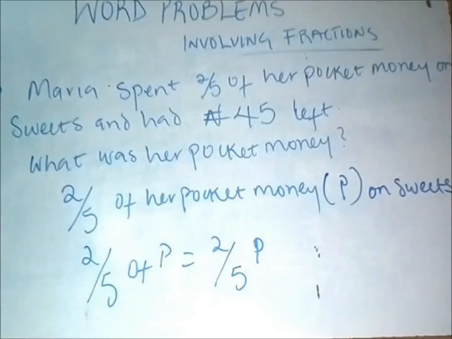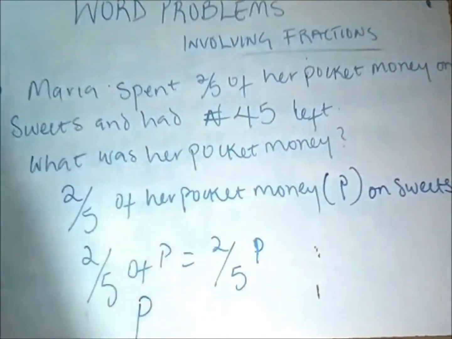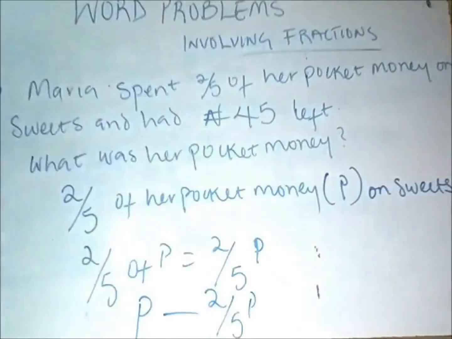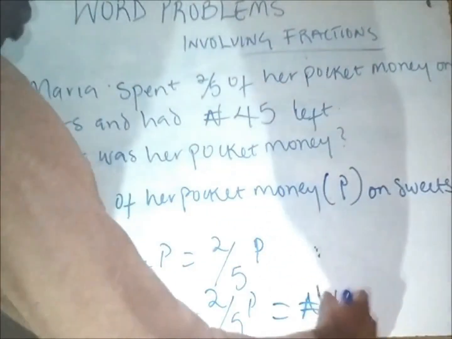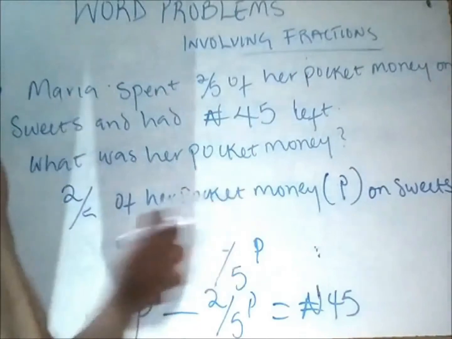So if we have her pocket money minus what she spent, we'll get what is left. That is just it. So meaning that if her pocket money is P and we remove what she spent, 2/5 of P on sweets, we'll get 45 naira. That's it. So let me just bring it up so that you see how to get the pocket money.